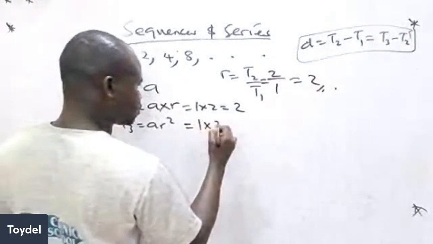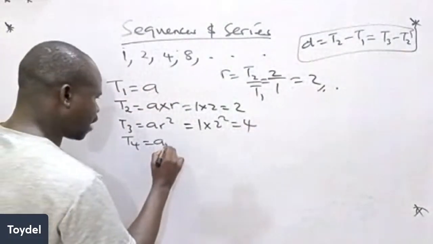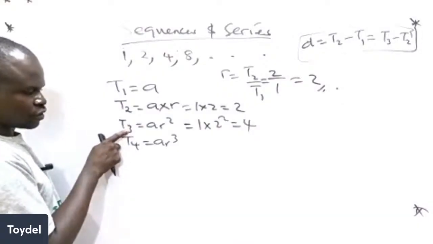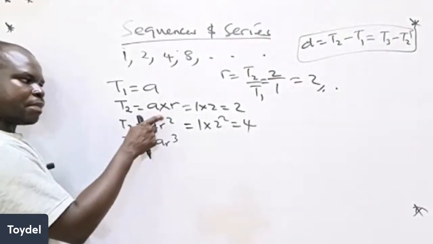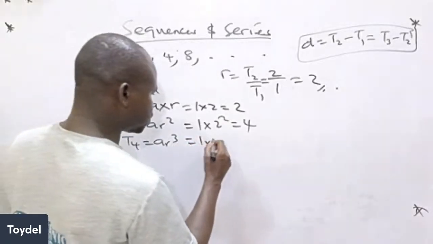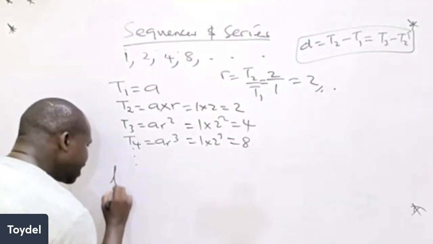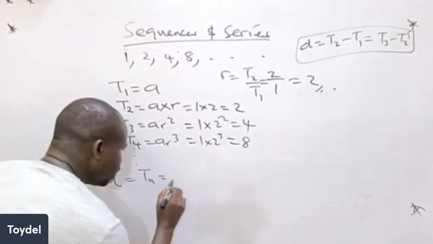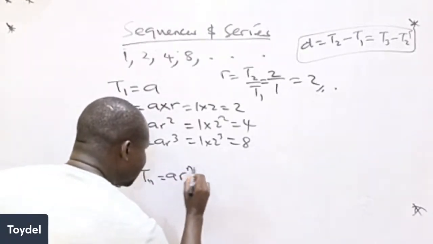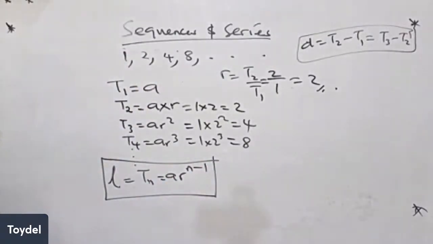So we have 1 times 2 squared, that will be 4. The fourth term will be AR cubed. When the subscript is 3, the power is 2. When the subscript is 4, the power is 3. So we have 1 times 2 raised to power 3, which is equal to 8. So if we continue in that order, the last term, or the nth term, will be AR^(n-1). This is the formula to find the last term, or nth term, of a geometric progression.